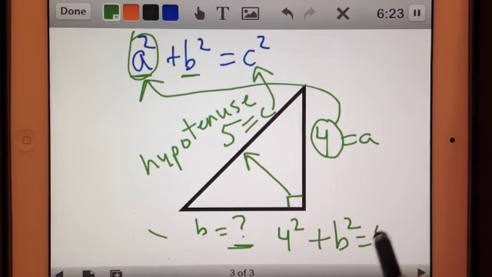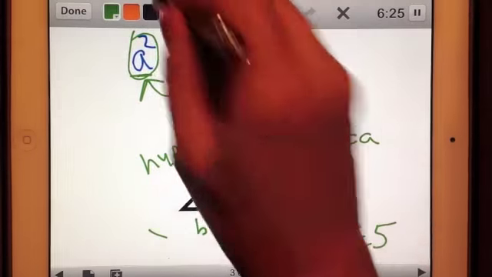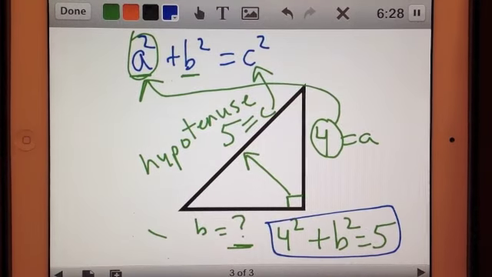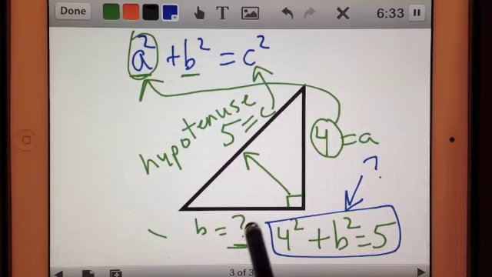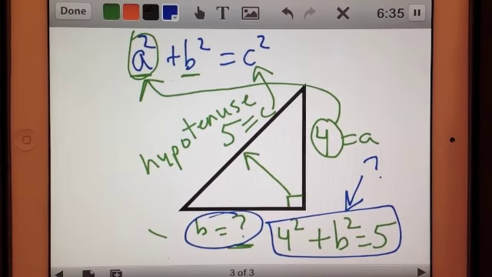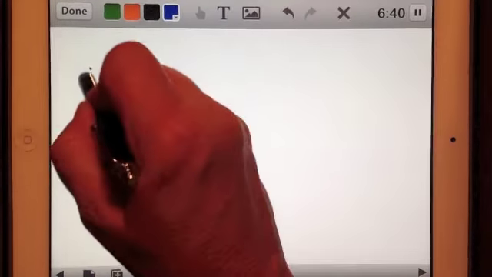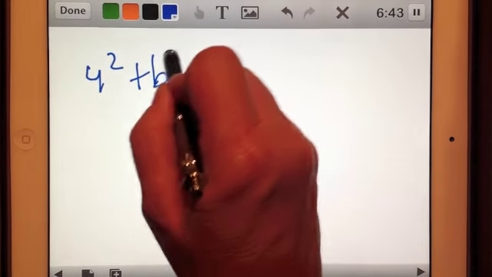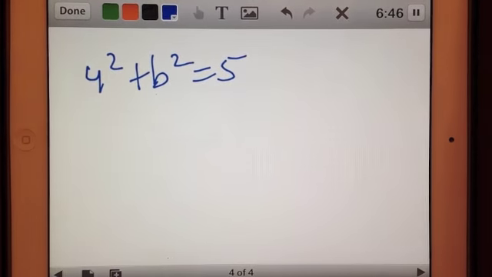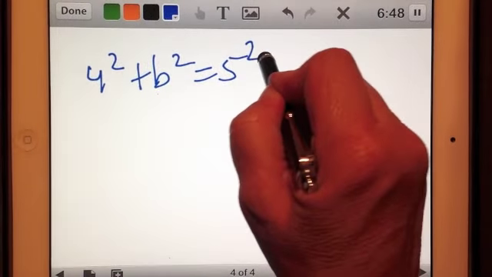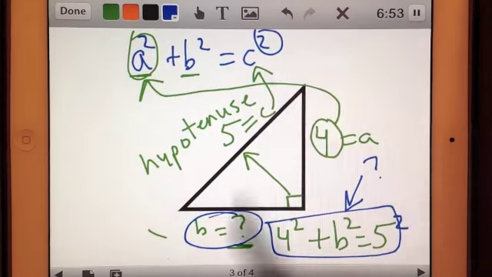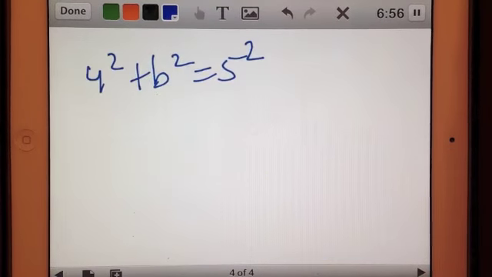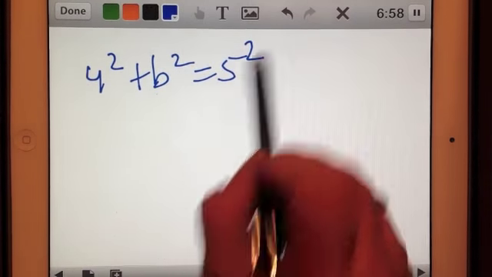C equals 5. Okay, so now I'm going to go to the next page, and I'm actually going to solve for B, which is the unknown side. That's going to get me the answer for the length of that side right here. So 4 squared plus B squared equals 5, oh, I'm sorry, 5 squared. I did not write the square here. That's very important. That's part of the formula. I'm glad I made that mistake so I can make that clear. All right, so 4 squared plus B squared equals 5 squared.